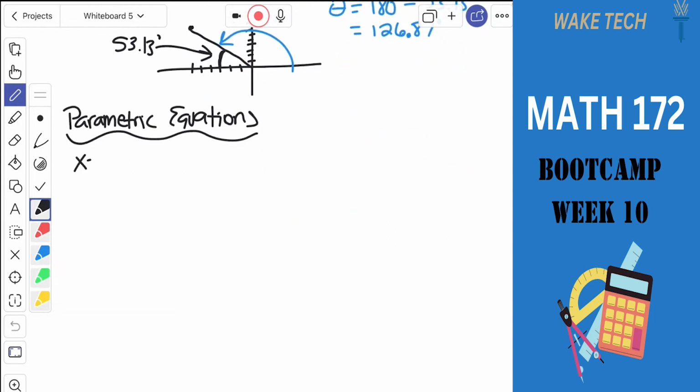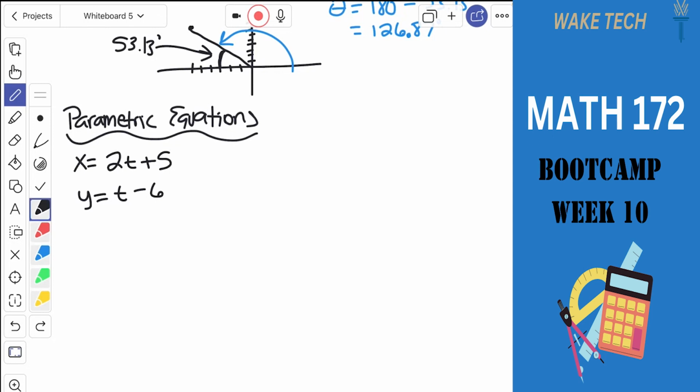It's a pair of equations that are defined in terms of some other parameter, a variable, and usually that parameter is going to be the letter t. So x is equal to 2t plus 5, y is equal to t minus 6. This is a pair of parametric equations. We have an x value and a y value, both defined in terms of some other variable, which literally is what parametric equations are.